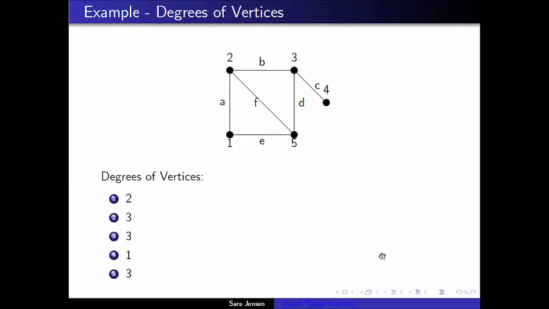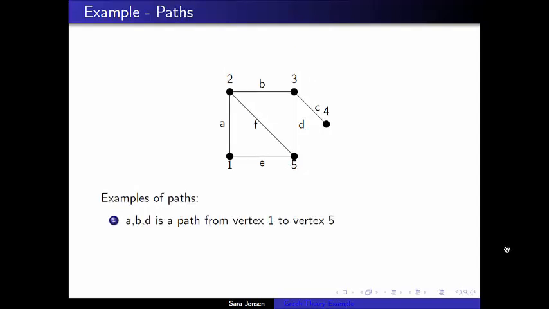In terms of the degrees of the vertices, all we're doing is counting the number of edges that contain that vertex, and so we can just walk around the graph and say there are 2 edges here, 3 edges here, 3 edges here, just 1 edge connecting vertex 4 to the rest of the graph, and then 3 edges at vertex 5.